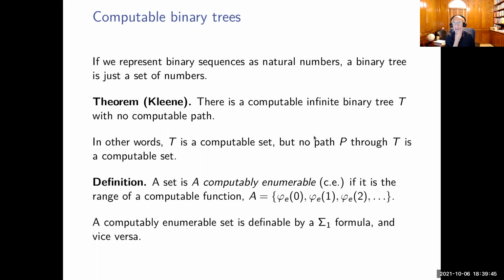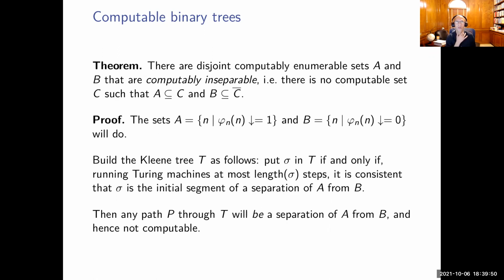Being computably enumerable, as I said before, is exactly the same as being definable by a sigma 1 formula. So there's a theorem. It's almost a homework exercise for students that you can find two computably enumerable sets A and B such that there's no computable separation of them. In other words, there's no computable set C that contains A and whose complement contains B. There's no computable set that separates A from B.